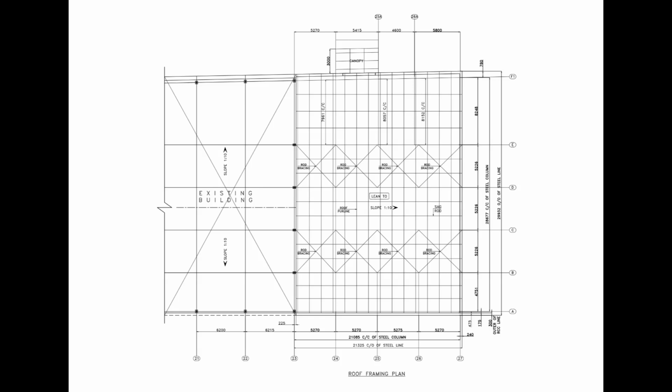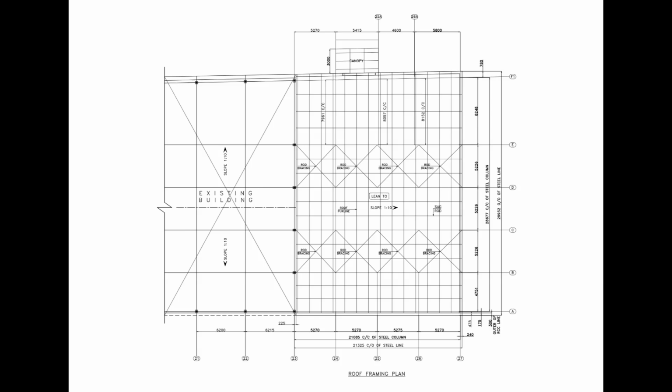Rod bracing is arranged in selected roof bays, and sag rods are also shown. The new lean-to structure is connected alongside the existing building. The roof slope is 1:10. And the framing layout follows the main grid and column arrangement.